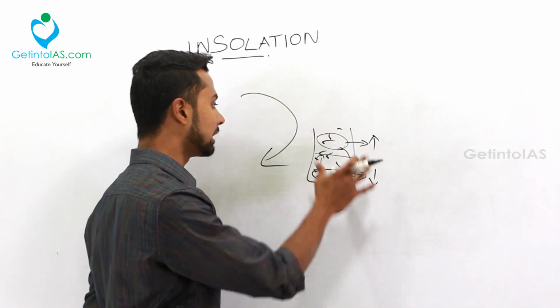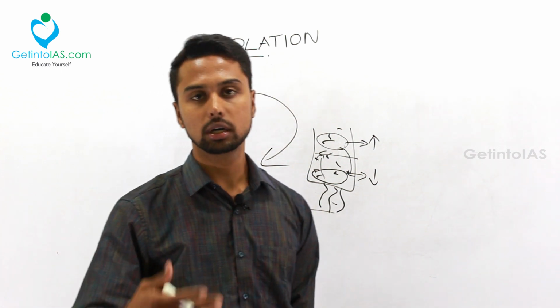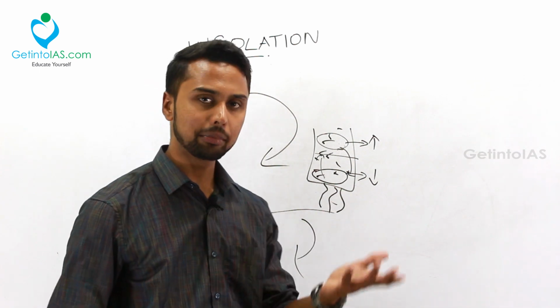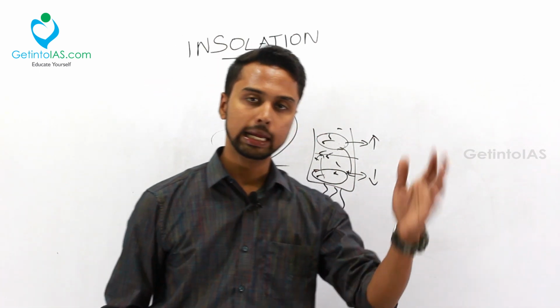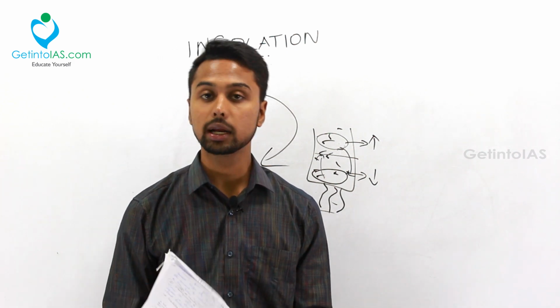The same convection happens below your landmass, which results in the continental drift theory and all. We have dealt with that already. So this is convection. I am not going to deal more with convection because I have explained it a lot in our sessions.